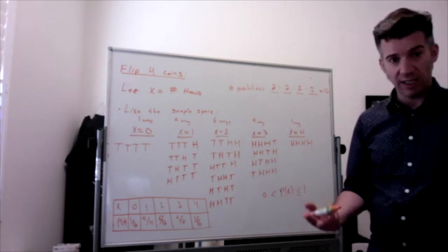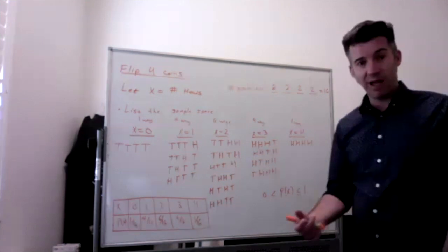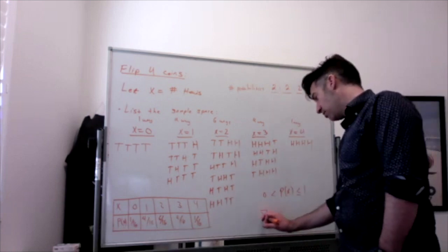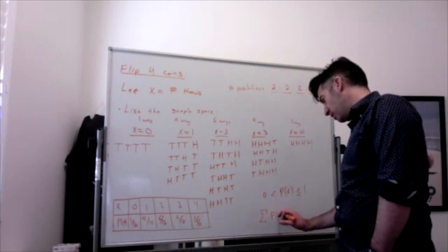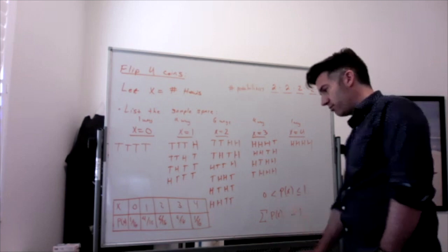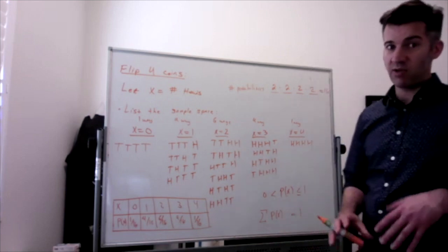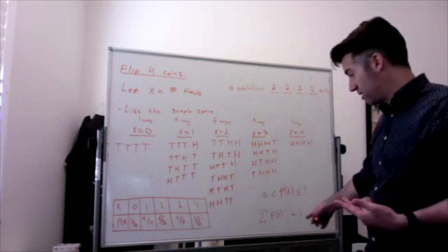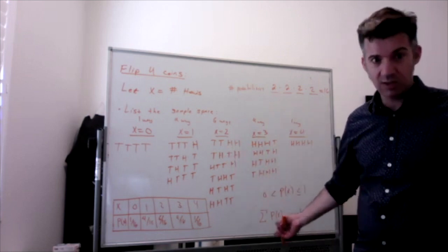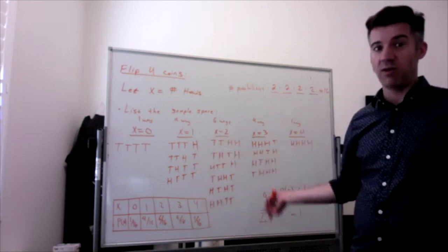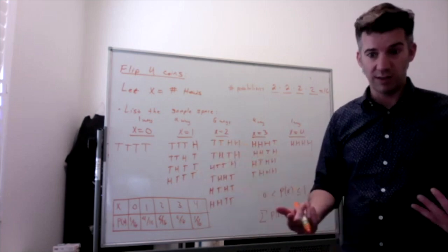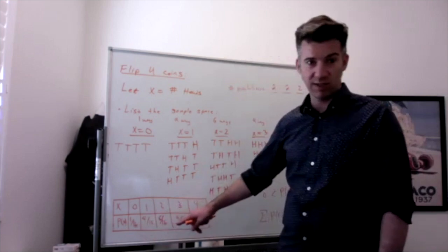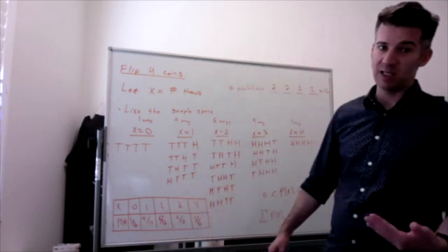And the second thing that has to be true is that if you add up all the probabilities, they have to add up to 1. So the sum of your probabilities has to equal 1. Right? If you take into account all the things that can happen, there should be 100% chance that one of them happens. So when you add up all the probabilities, it should add up to 100%, which it does. 1/16 plus 4/16 plus 6/16 plus 4/16 plus 1/16 is 16/16, which is 1.